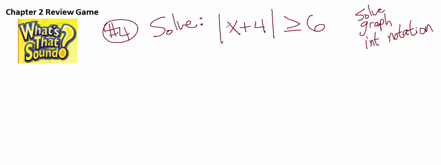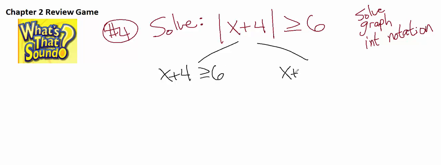Okay, welcome back. Step number 1 is get the absolute value by itself. We've done that. We then need to break it up into 2 equations. x plus 4 is greater than or equal to 6. And then x plus 4, so that was the plus version, is less than or equal to -6.